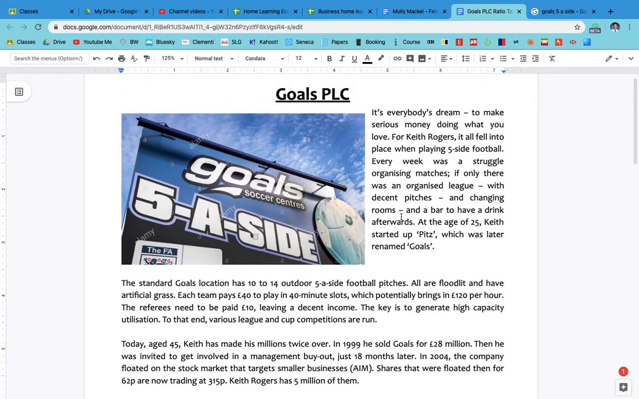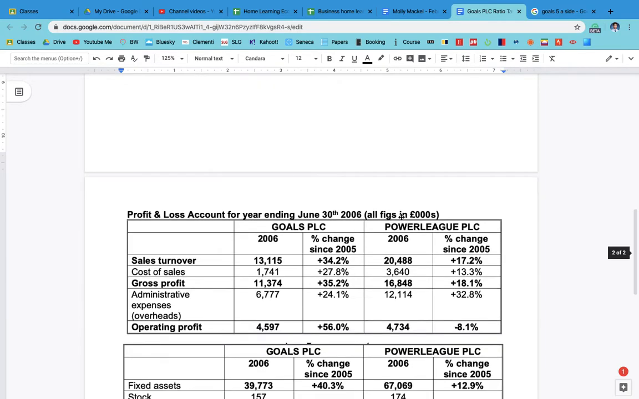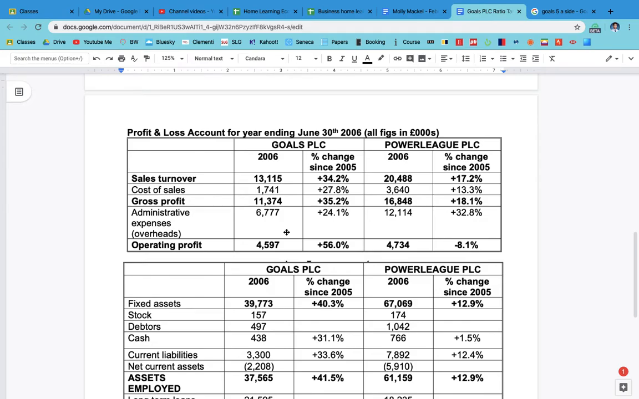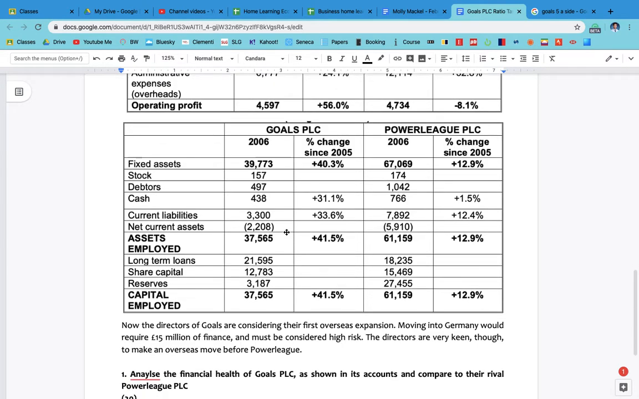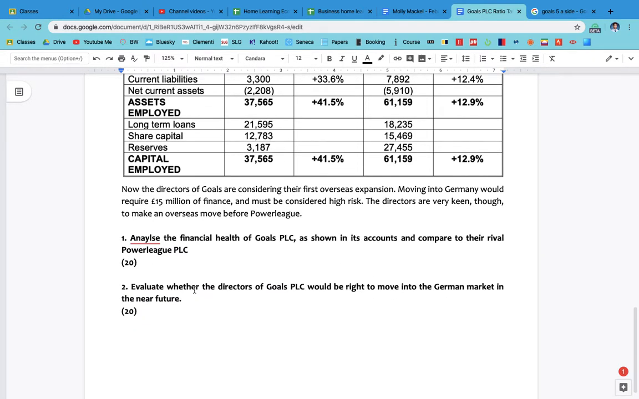Okay, so have a read through this. It's about a 5-a-side organized football pitch. I don't know what we'd call it, sports facility. So have a read through, and then we've just got 2 questions. We've got some data, some financial data. Obviously it's ratios, so we need some financial data. And we've got 2 questions.